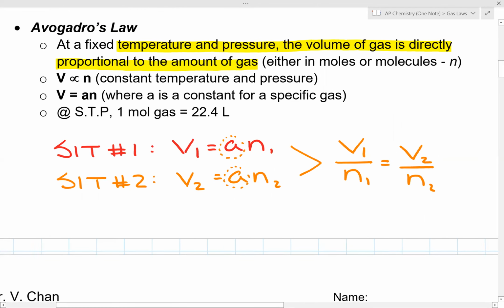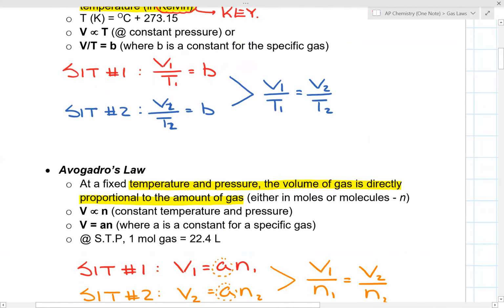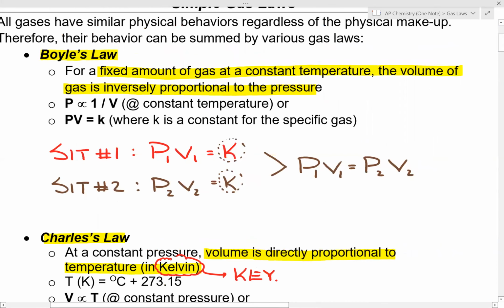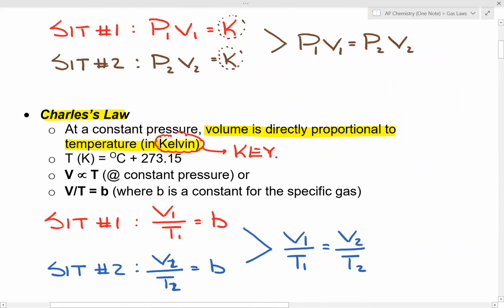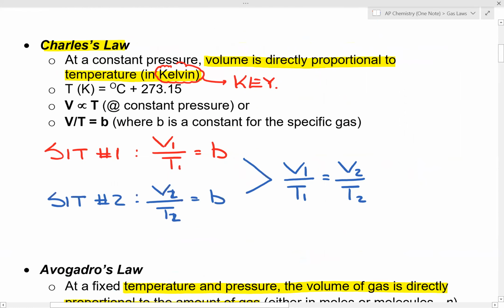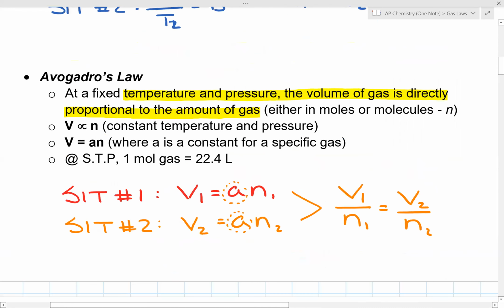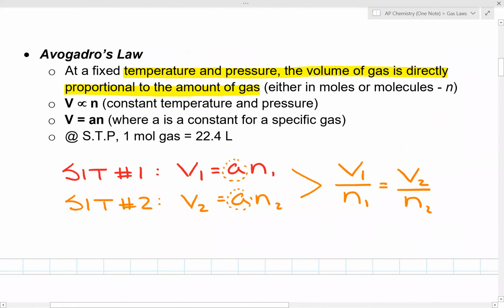Now, these three laws just tell us how gases will react, where pressure and volume are related, volume and temperature are related, and volume and the number of moles is related. Avogadro's law is where we came up with the idea that 1 mole of gas is equal to 22.4 liters. Later on, I can explain how we got that number.